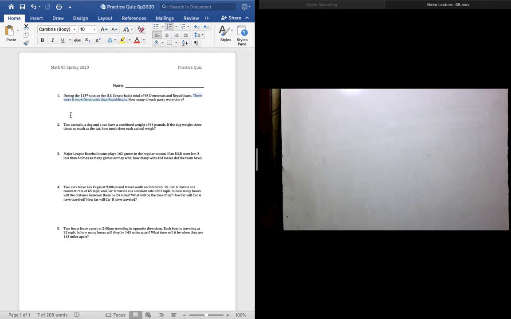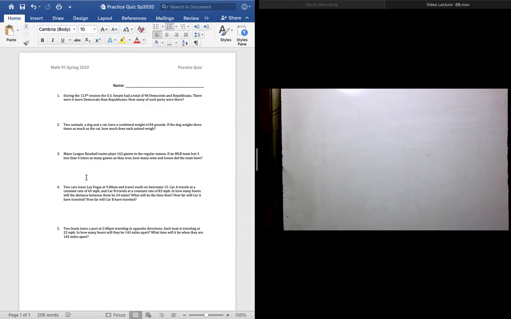So number 2, I'm going to leave for you to do on your own. It's very similar to number 1. You have a dog and a cat, combined weight of 84, and then it has a dog that weighs 3 times as much as a cat. So you'll be setting up the expression for dog, the expression for cat, and then adding those together to get 84. I will do number 3 though.